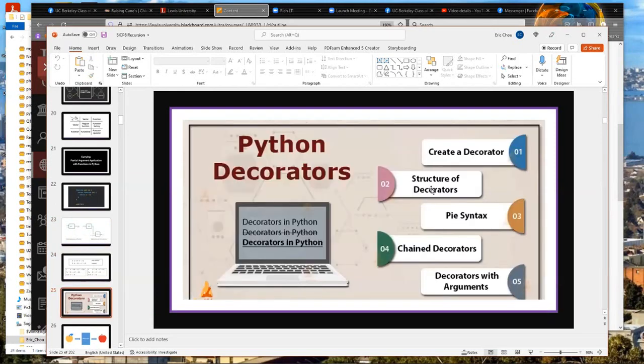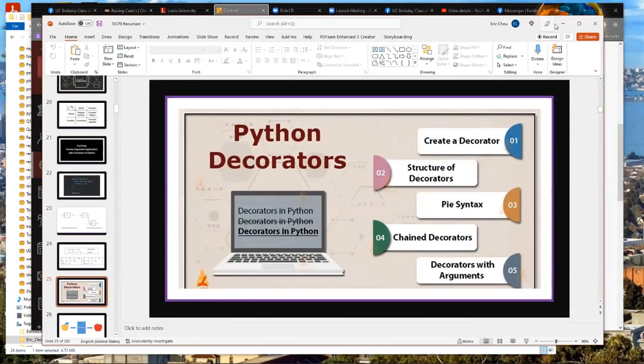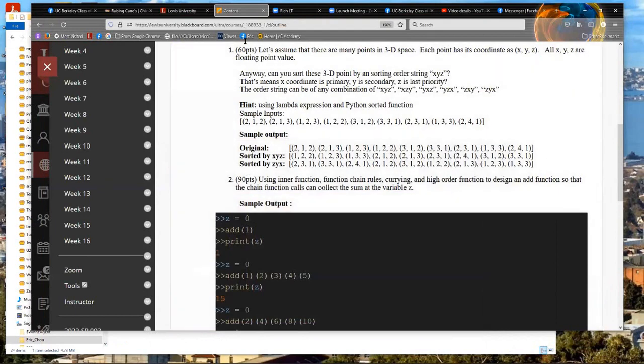So he already tells you what currying is. And more advanced would be a decorator. So that's some feature for it. Let's see, there's some question here.